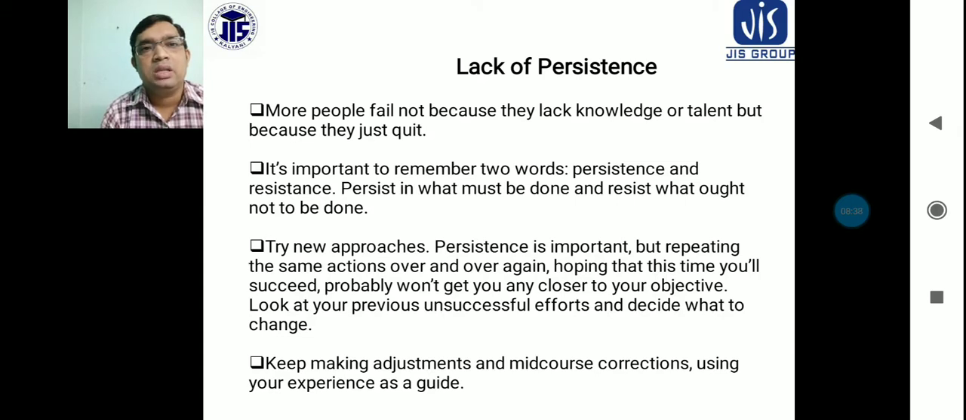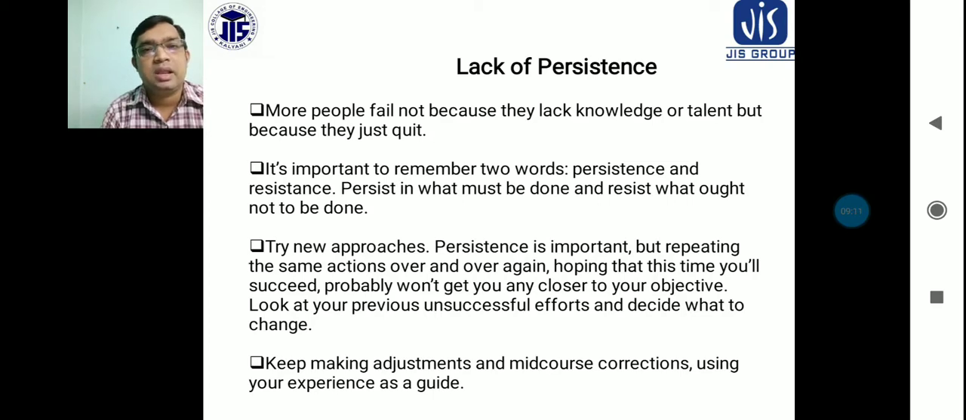And the lack of persistence. Most people fail not because they lack knowledge or talent, but because they just quit. Another thing, it's important to remember two words: persistence and resistance. Persist in what must be done, and resist what is not to be done. This is considered according to the lack of persistence.